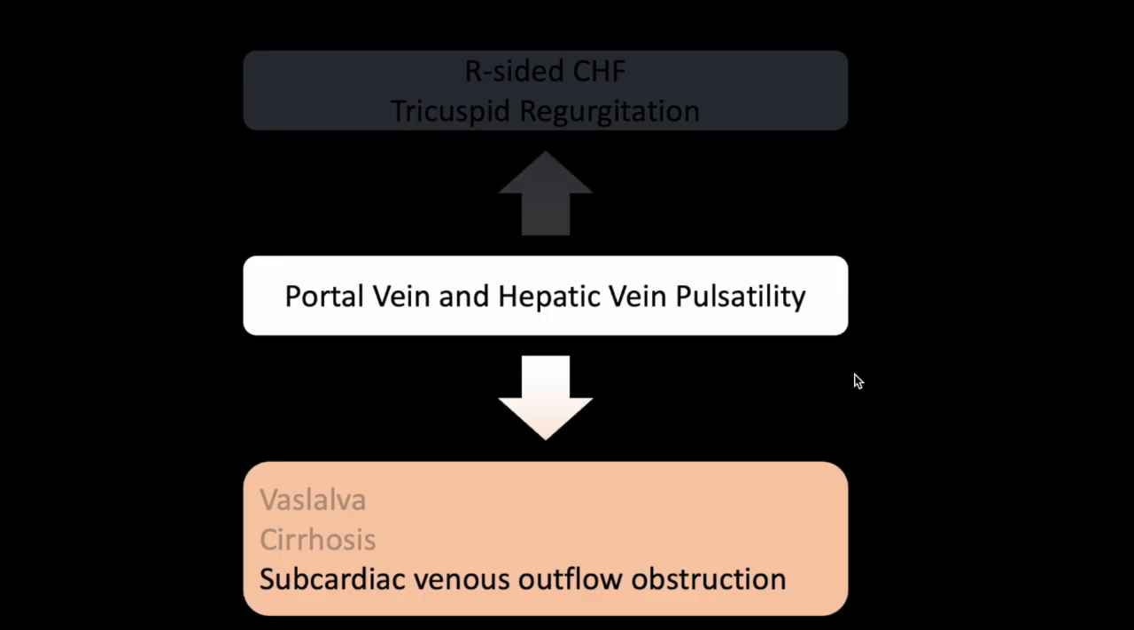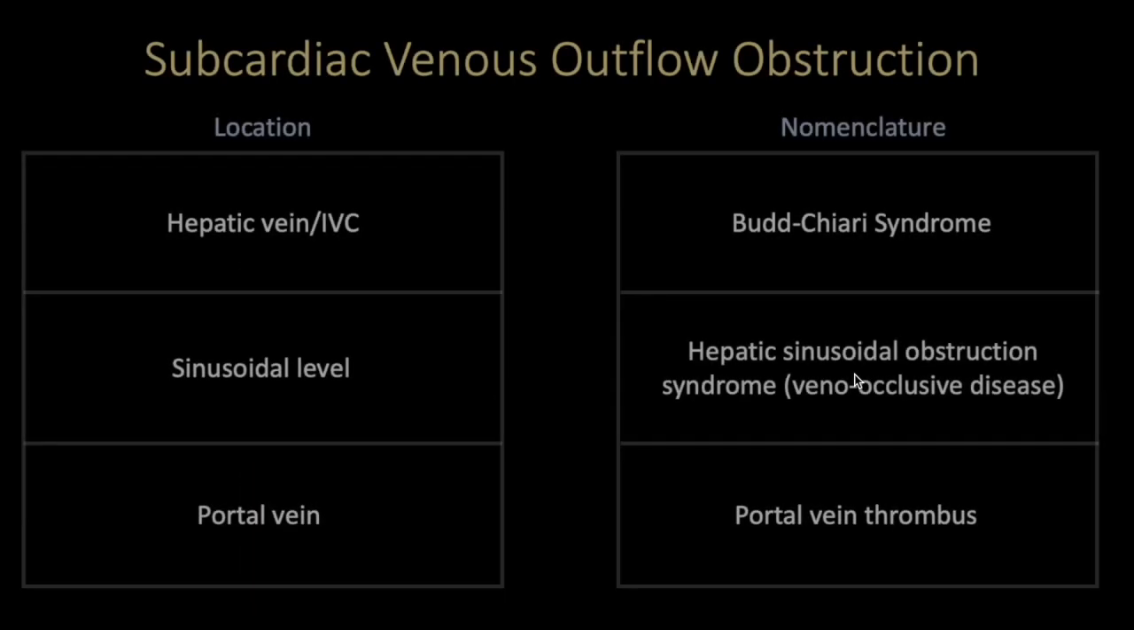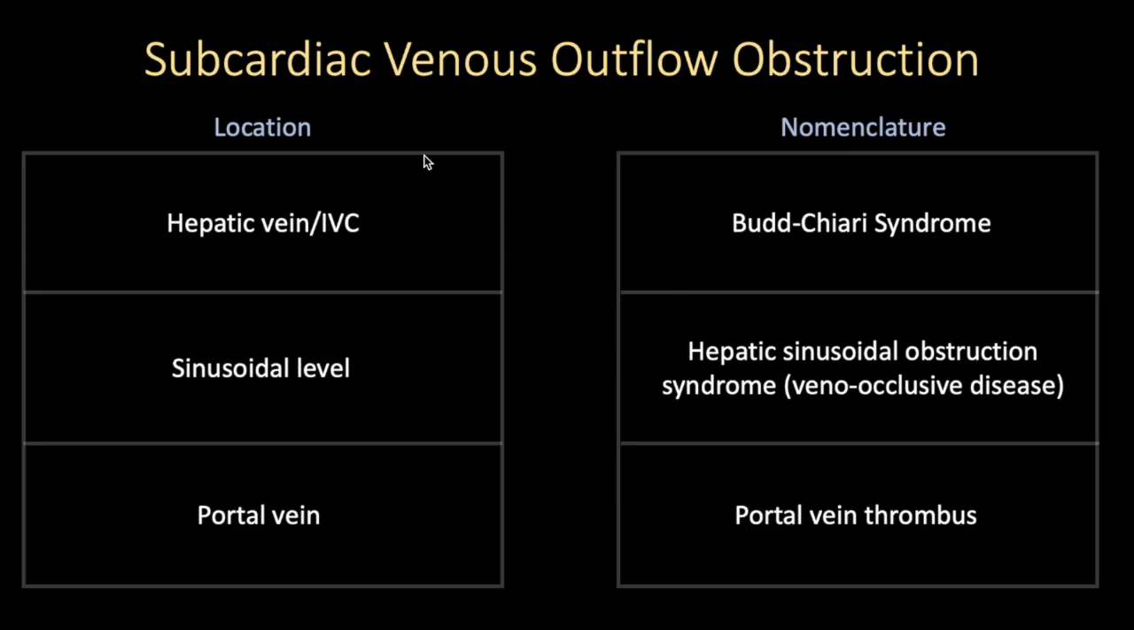Okay, let's look at the last category of things that cause decreased pulsatility, and that's going to be your subcardiac venous outflow obstruction. You can get obstruction at the level of the hepatic vein or IVC. That's referred to as Budd-Chiari syndrome. You can get obstruction at the sinusoidal level, which is hepatic sinusoidal obstruction syndrome or veno-occlusive disease. And then finally, you can get portal vein thrombus at the portal vein level, where you can get complete occlusion, and that can have implications about the pulsatility of the portal vein.